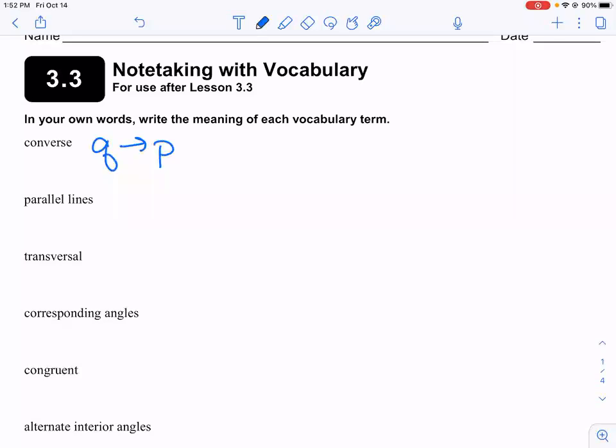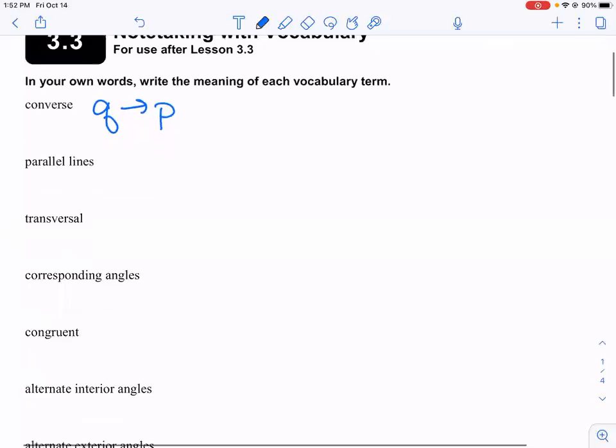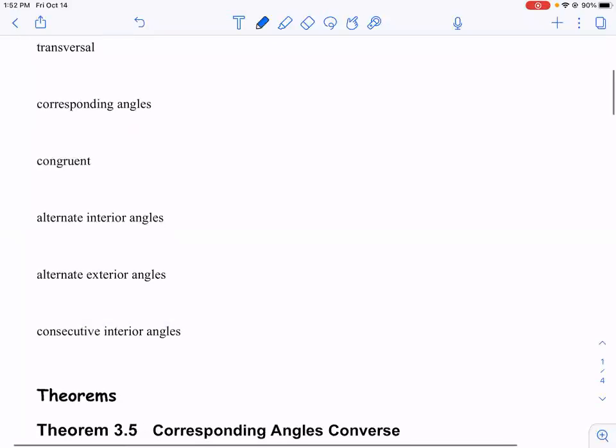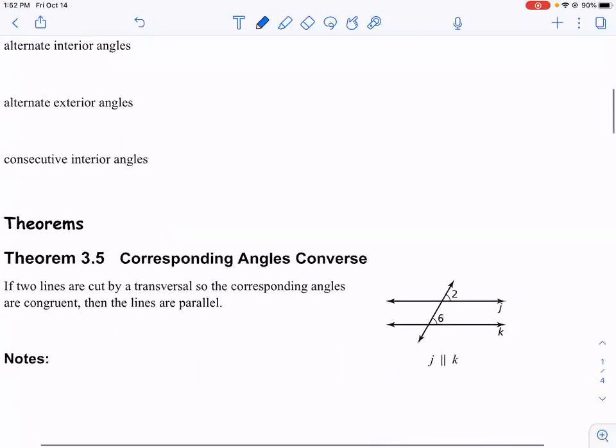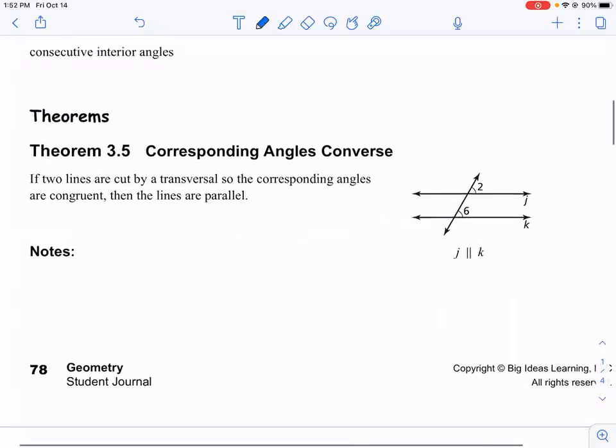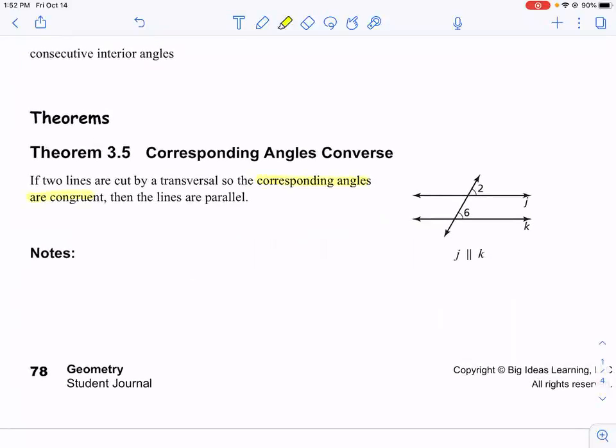We talked about how if two lines were parallel, then we knew that the corresponding angles were congruent. Well, its converse is if corresponding angles are congruent, then the lines are parallel. So if these two angles are congruent, then our two lines are parallel.